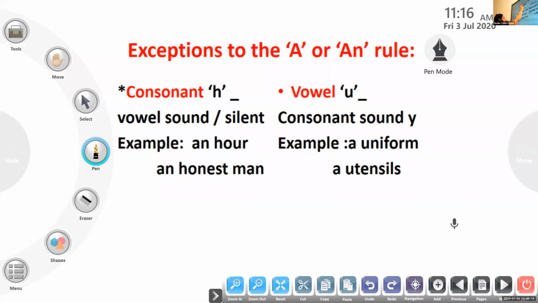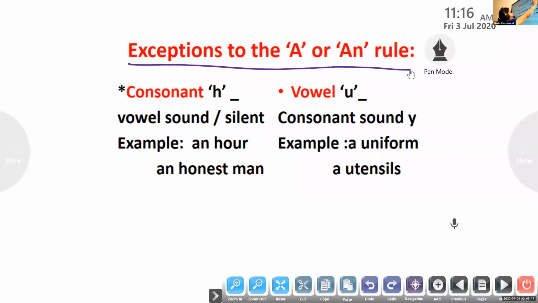These are the exceptional rules to the A or an rule. Have you understood? If the word starts with a consonant H but has a vowel sound, or the H is silent, we have to use an before the word. The word hour, the word honest, starts with a consonant H, but it has a vowel sound. So we use an before the word. Is that clear?